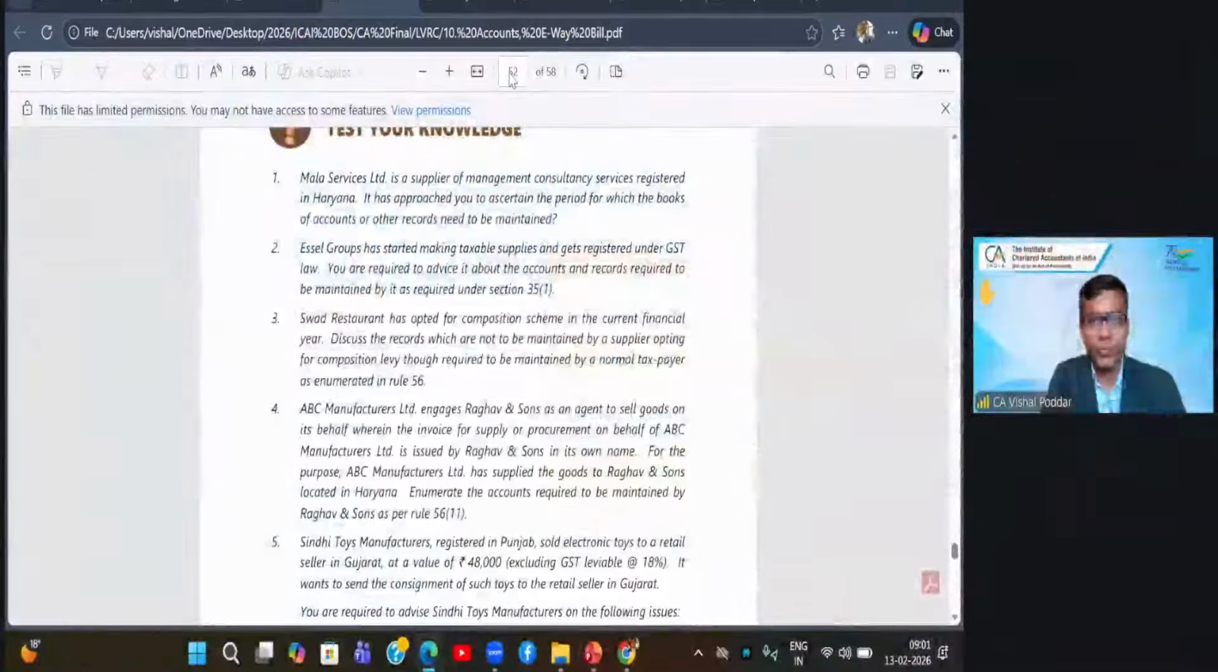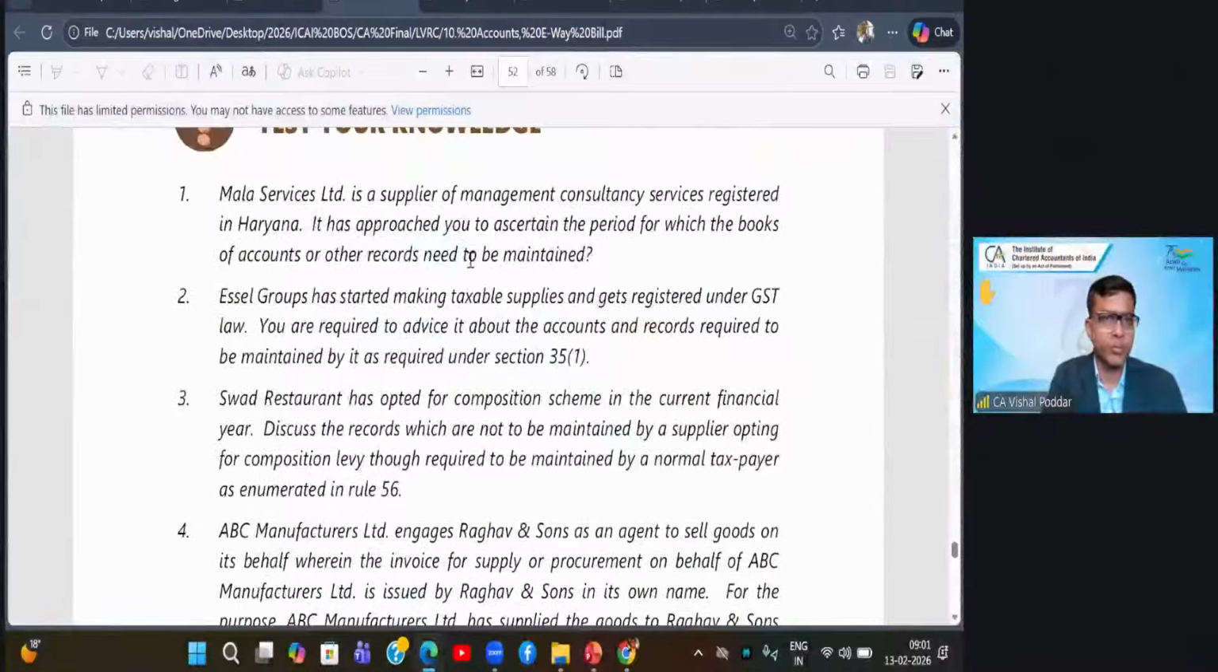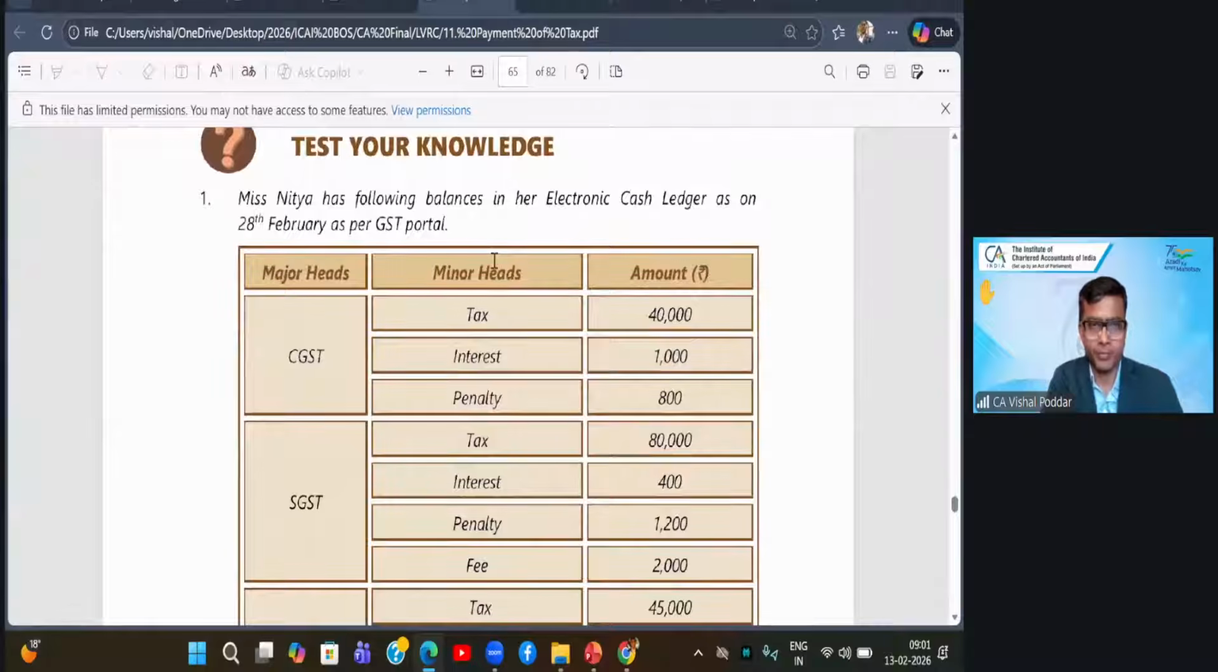Topic, which is now maintenance of books and accounts, which is much simpler. Or I'll just skip that, students, because this is more theoretical. Chalo, let us go to payment of tax.